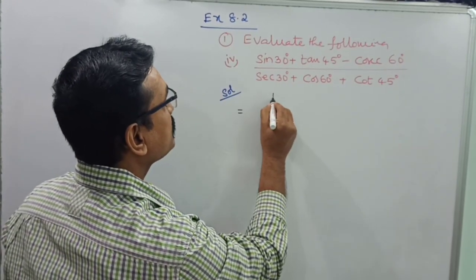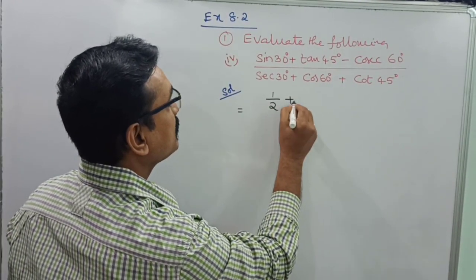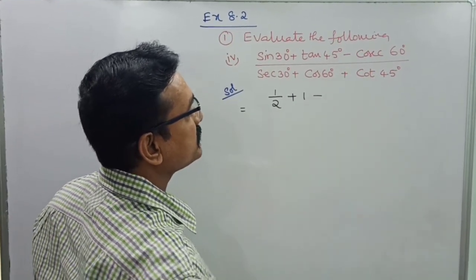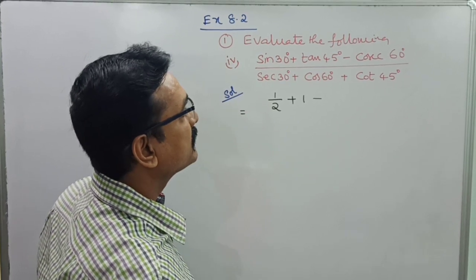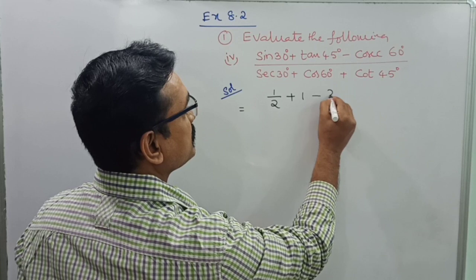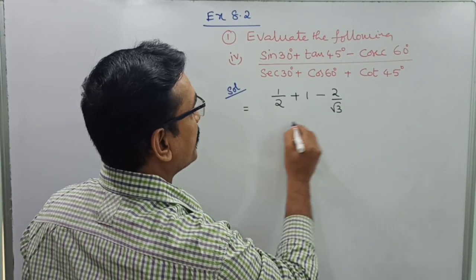Sin 30 degrees value is 1 by 2, tan 45 value is 1, cosec 60 degrees. Cosecant is the reciprocal of sine. Sin 60 is root 3 by 2. So cosec 60 is 2 by root 3.